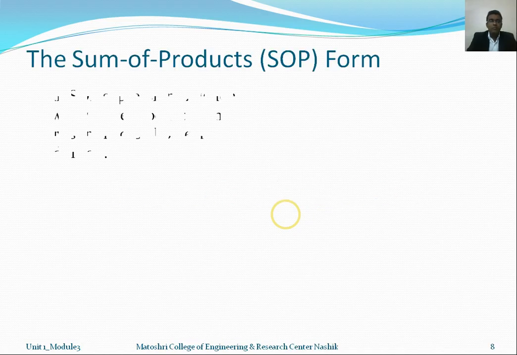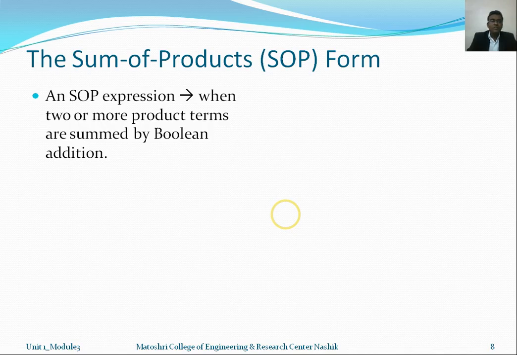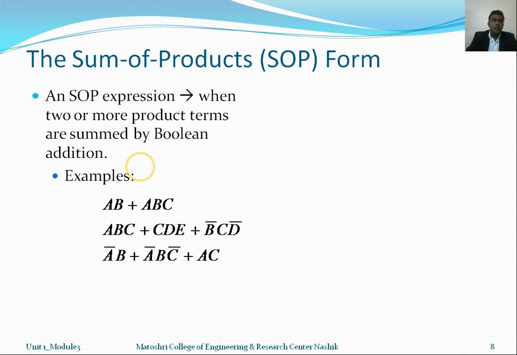Now the SOP form. An SOP expression is when two or more product terms are summed by a Boolean addition. Let's take examples. Here A and B is the first product term, then A, B and C is the second product term. So these two product terms are related to each other by this sum. So it's a sum of these two product terms, and we call it a sum of product.